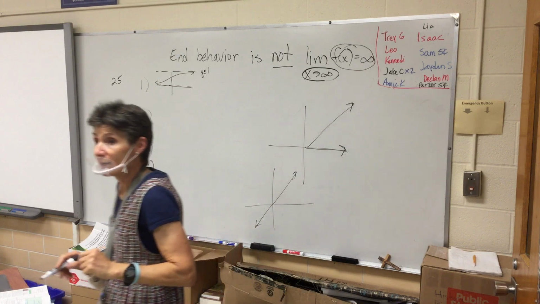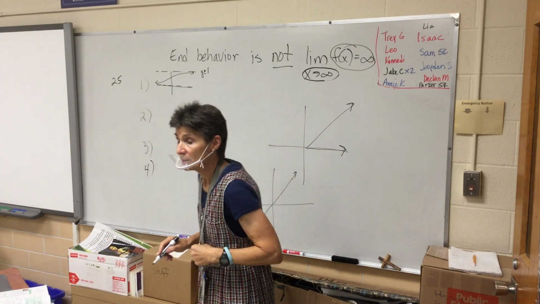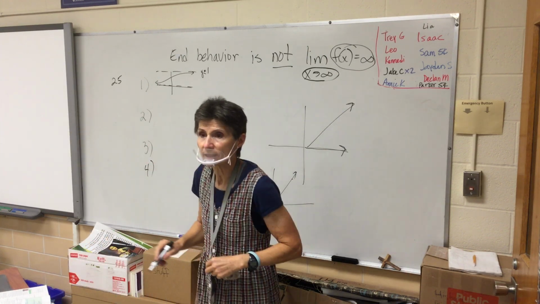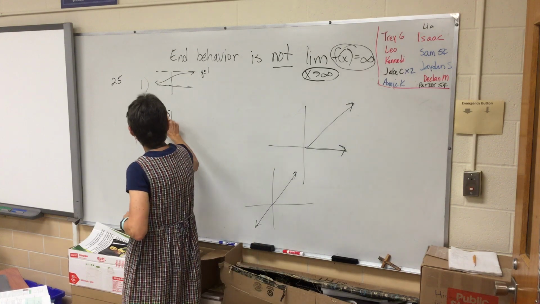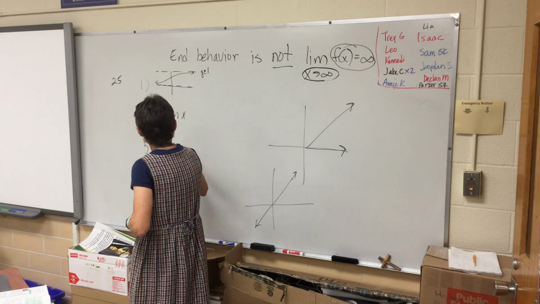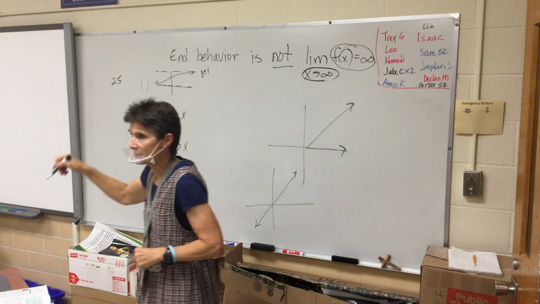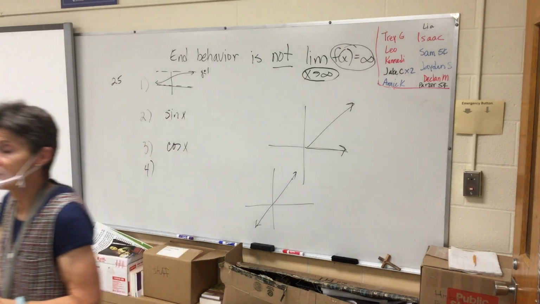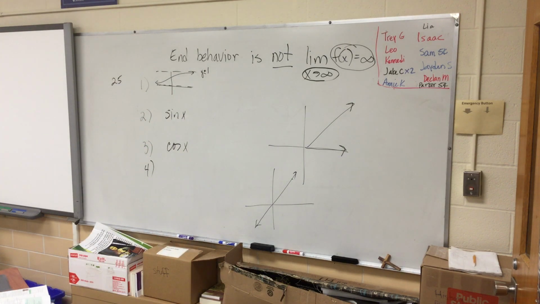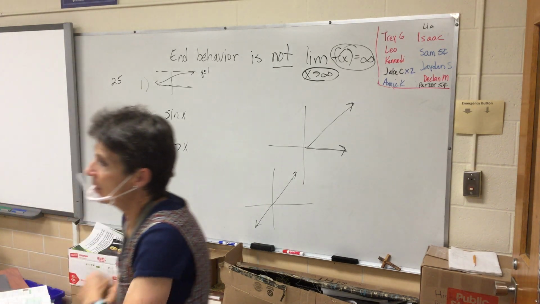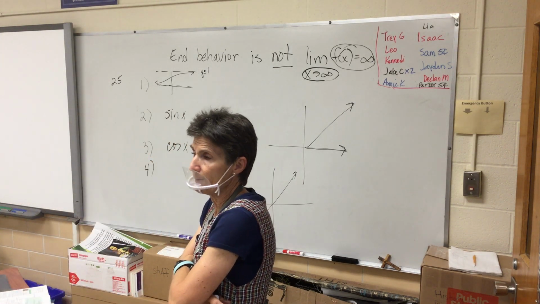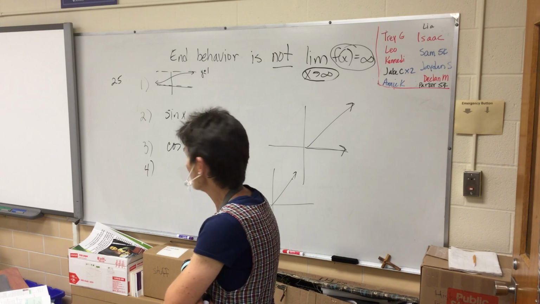That's right. What else, Josh? Sine and cosine. Sine and cosine, absolutely. What do sine and cosine do? They just go up and down, up and down, up and down. They do not shoot off into infinity. They go on forever and ever, but they're not shooting up into infinity. Great. All right, can you think of another one? There's only one more, I guess.